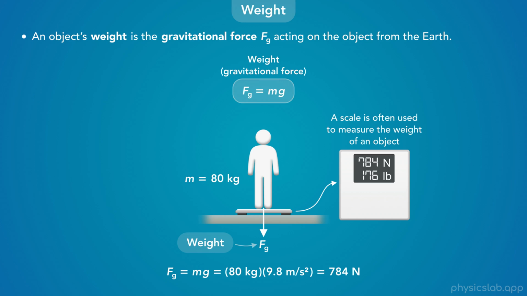And a scale is often used to measure the weight of an object. So if you stand on a scale on the ground, the scale would read 784 newtons, or 176 pounds. That is your actual weight.